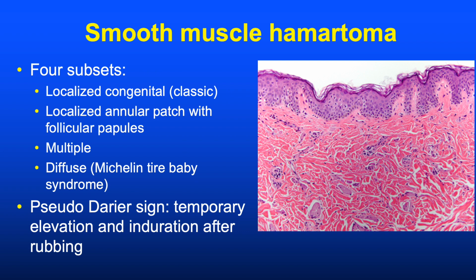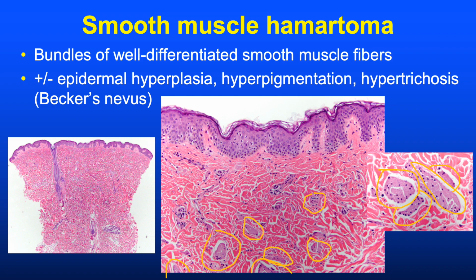Starting with smooth muscle hamartoma, obviously a benign lesion that does have a variety of clinical subsets, but for the pathologist, they all look the same histologically. One interesting clinical feature is the pseudo-Darier sign, where rubbing the lesion may cause some elevation and induration that mimics the urtication of cutaneous mastocytosis. Histologically, we see an increased number of bundles or fascicles of well-differentiated smooth muscle fibers that look essentially identical to the muscle of hair erection, the erector pili muscle associated with hair follicles centered in the mid-dermis.